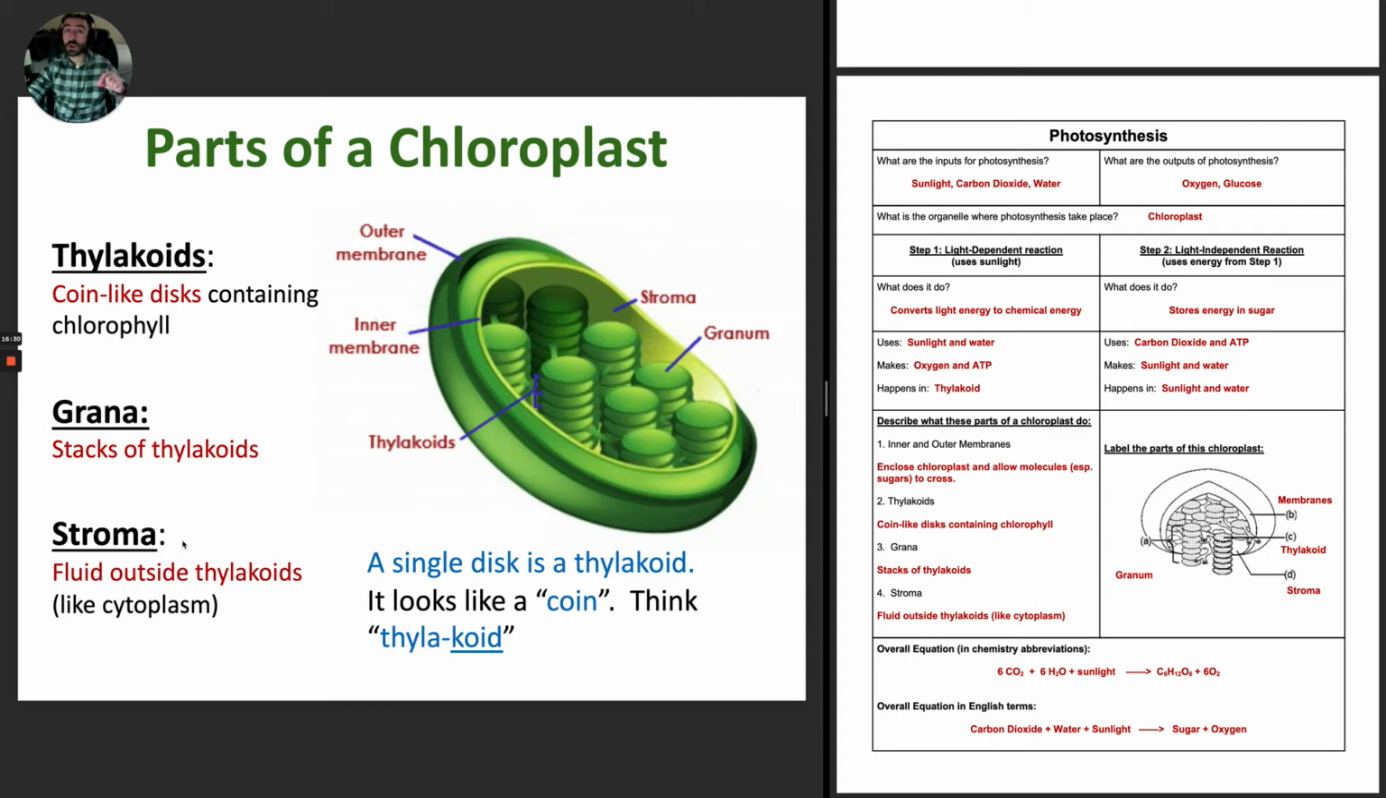There is also the stroma. The stroma is essentially the cytoplasm of the chloroplast. So really that's what we've got going on here. This is kind of the fluid outside of the thylakoids. And that, right there, is the chloroplast. That's all we really care about. Sorry for losing my train of thought there for a second. So we have the membranes, the thylakoids, the grana, which is the plural of granum, and then the stroma. And so we can see that all here on the notes as well.